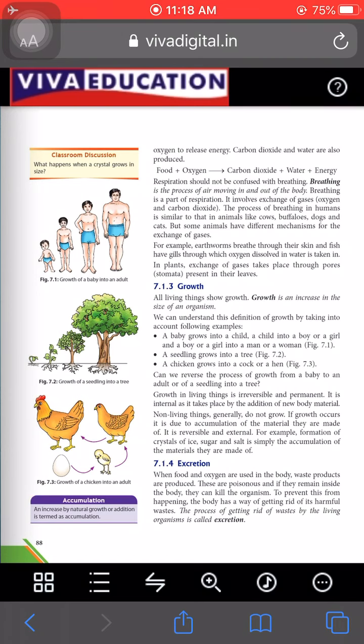Next, respiration should not be confused with breathing. Breathing is the process of air moving in and out of the body. Respiration is a different thing and breathing is a different thing. They both are not the same. Breathing is the in and out process of air, where we take in oxygen and give out carbon dioxide from our mouth or nose.